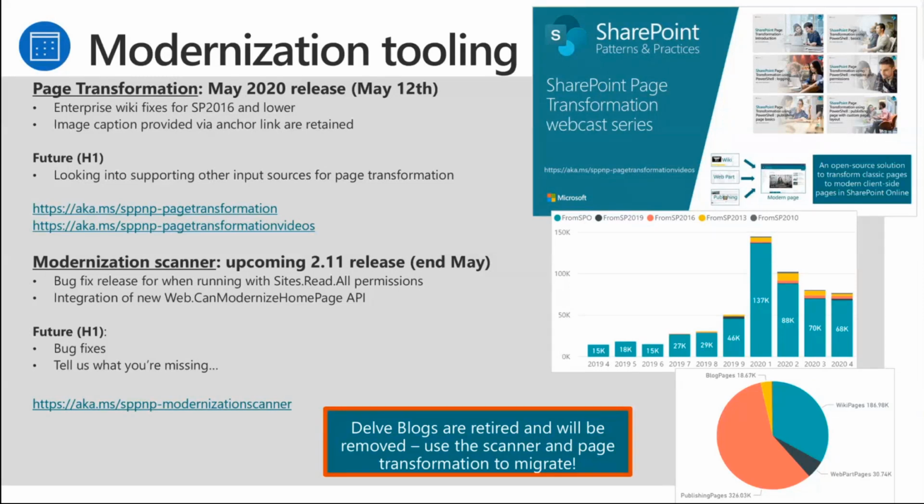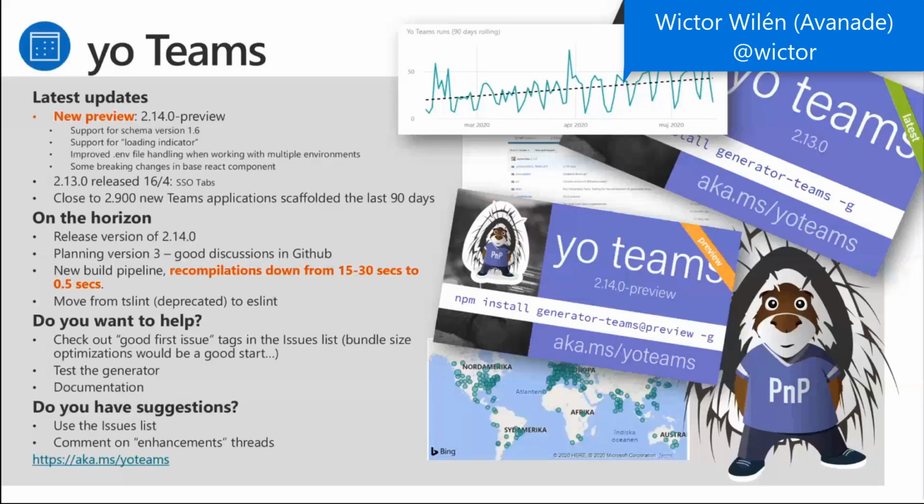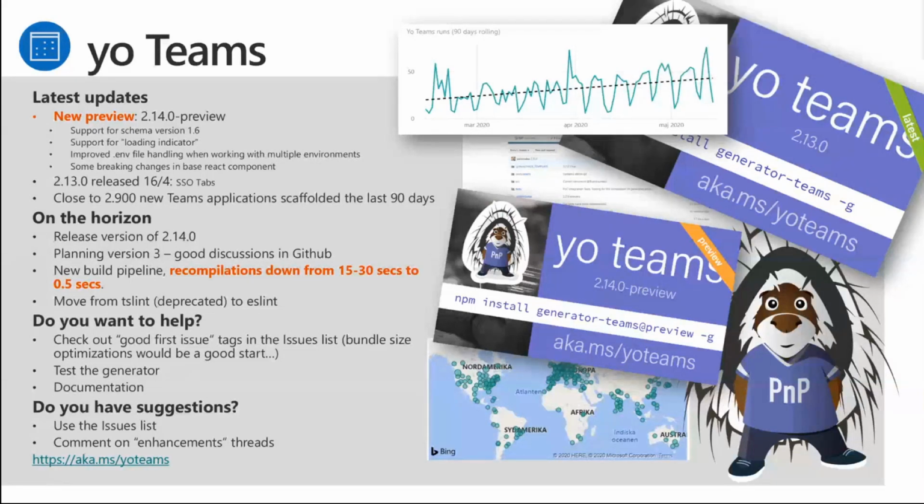Excellent. And then let's go to the Yo Teams. And Victor is on a call to give an update on this one. So an hour ago, I pushed a new preview for the 2.14, which contains some interesting stuff. First of all, it's schema version 1.6, which supports the loading indicators and some new permission settings.